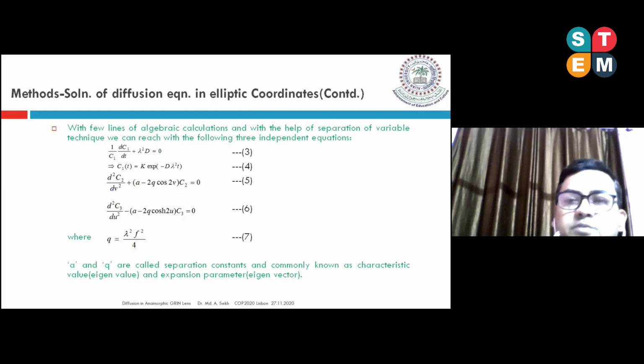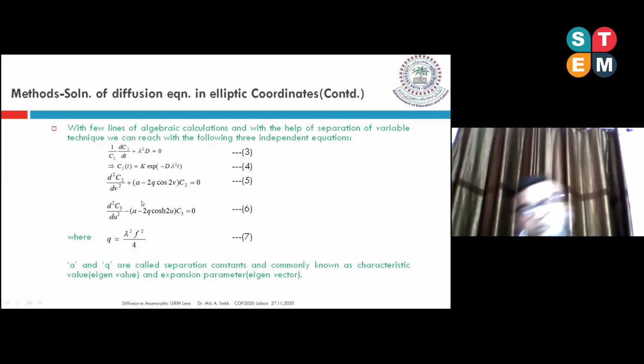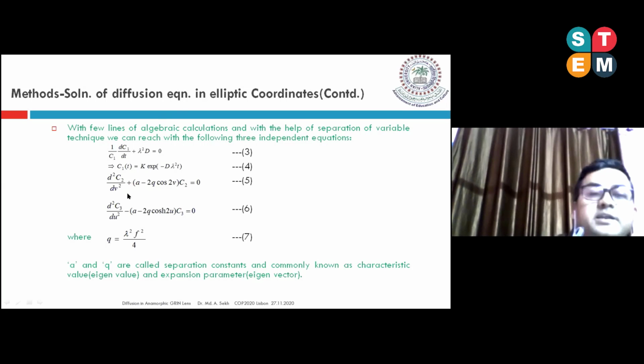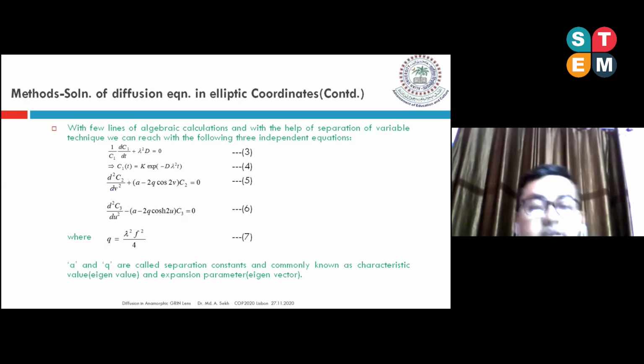Now, when you put this into our main Fick's law and apply the separation of variables technique, we usually get three sets of independent equations. One is this one, another is this one, and the third one is this one. And two of these are specially known equations. One is called the Mathieu angular equation, and the other is called the Mathieu radial equation. And here the two parameters a and q are interrelated in this way, that q is equal to lambda squared h squared by 4.